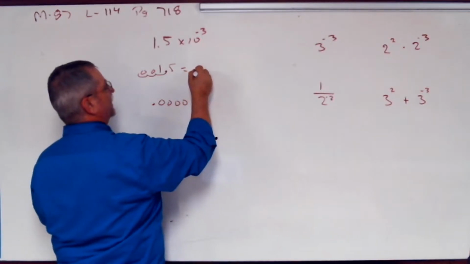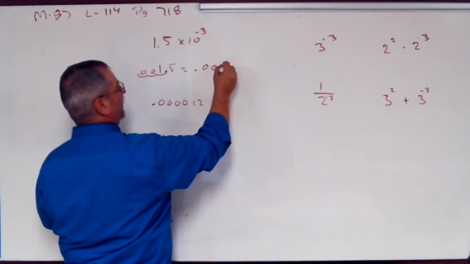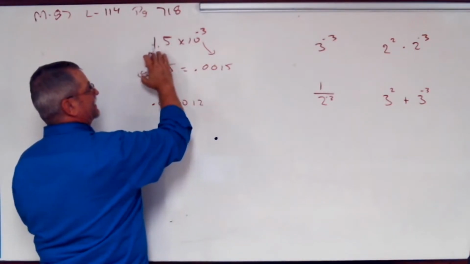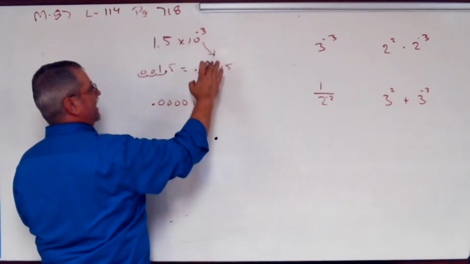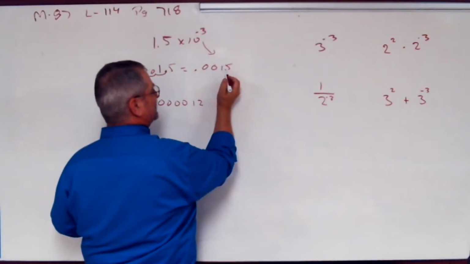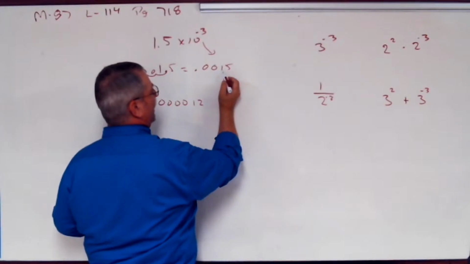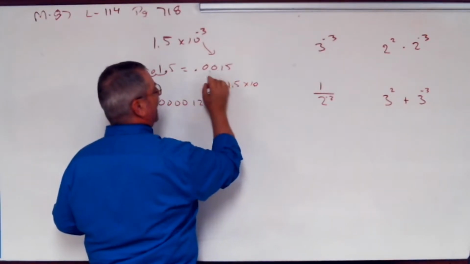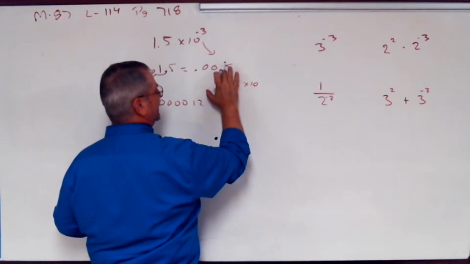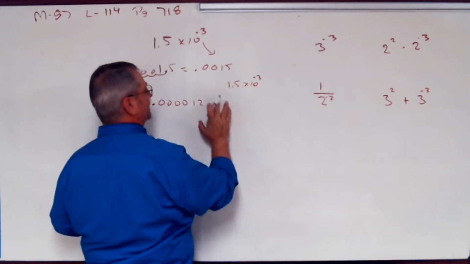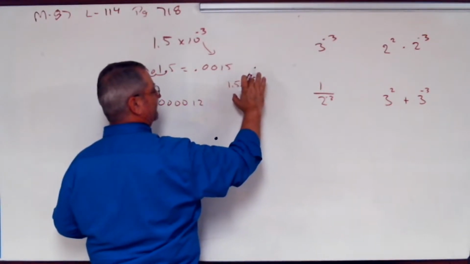Equals 0.0015. This is the same as this. Okay, if I have this and I want to make it into scientific notation, I want the decimal right there. Okay, so I go 1.5 times 10. I moved it from a decimal to here. That means it's a negative exponent. Okay, if I start with a decimal, I have a negative exponent.